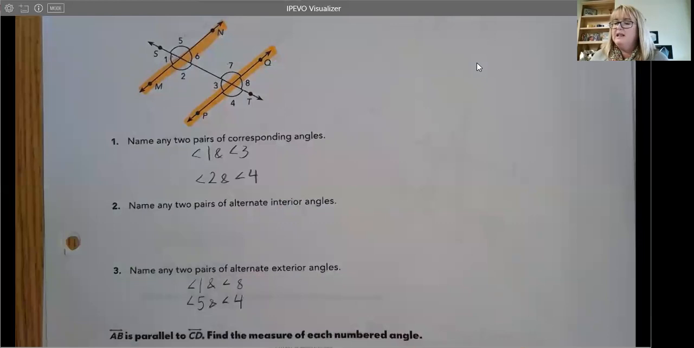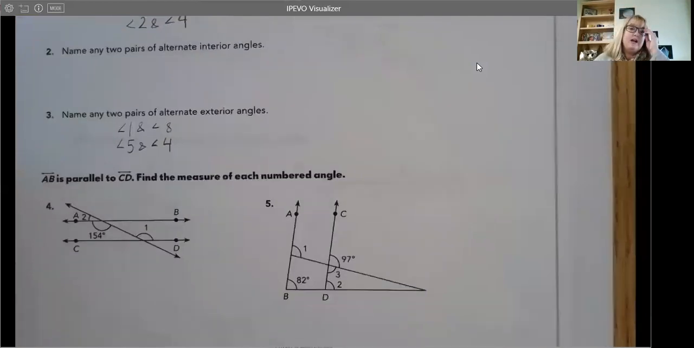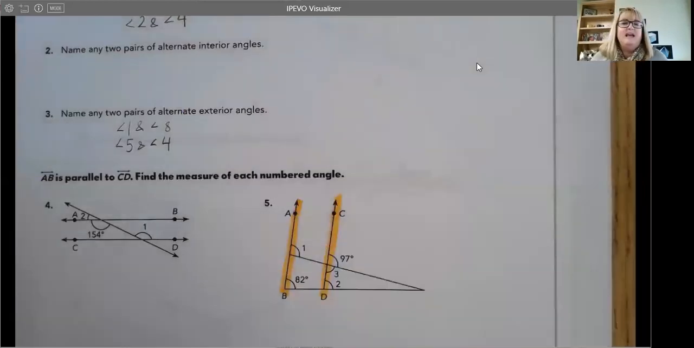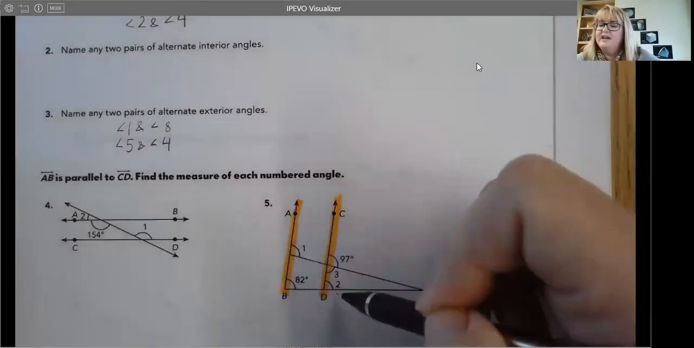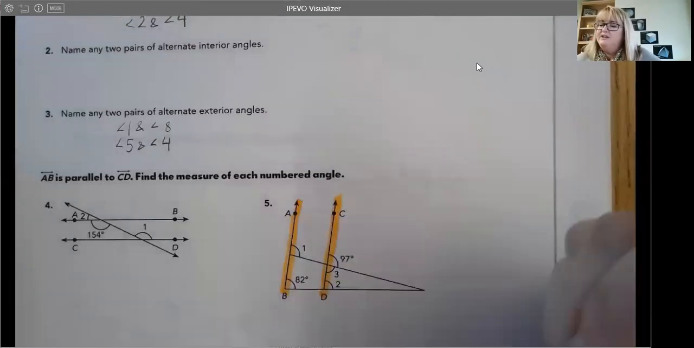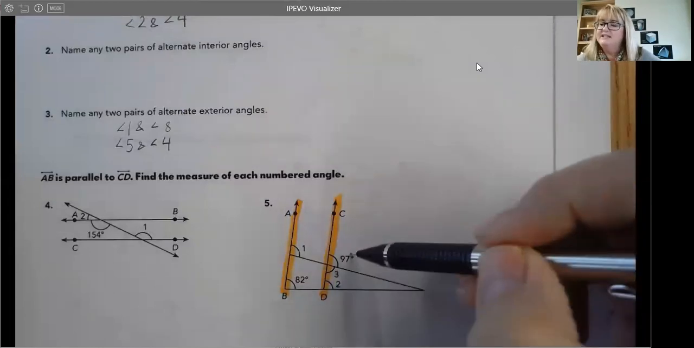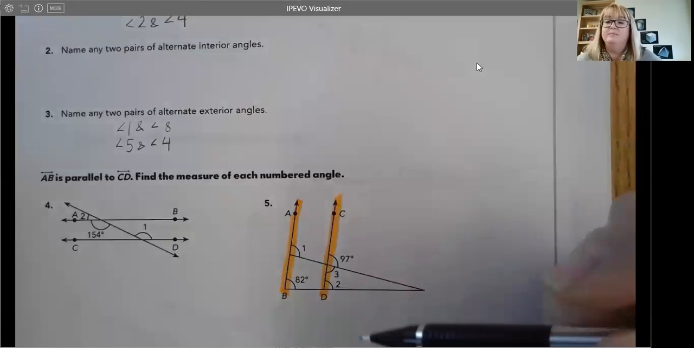Okay, so let's look at number 5. Line AB is parallel to line CD. Here's AB, here's CD. I'm actually going to highlight that just to help us see this. Those are parallel. And it says find the measure of each numbered angle. So we've got 3 numbered angles. We've got angle 1, angle 2, and angle 3. We know that this angle is 97. We know that this angle is 82. So can we use angle relationships to find the measure of each numbered angle?